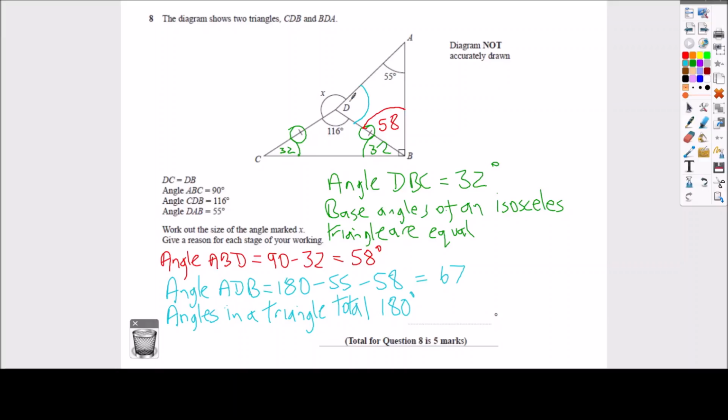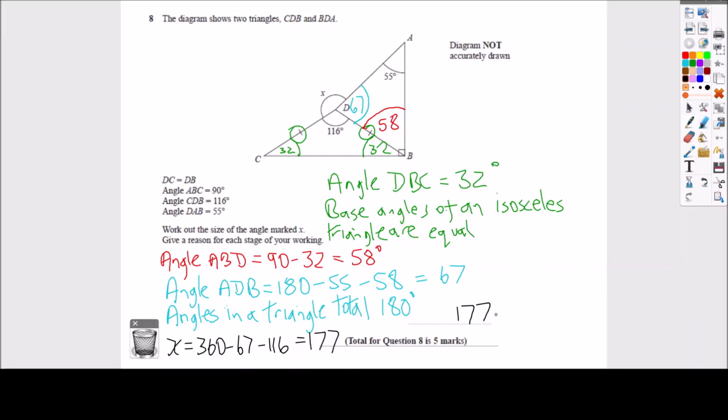So that's 67. Now we can work out what x is, because angles in a circle, or more precisely angles about a point, add up to 360. So to finish, we can say x equals 360, take away 67, take away 116, is 177 degrees. So that's our final answer.